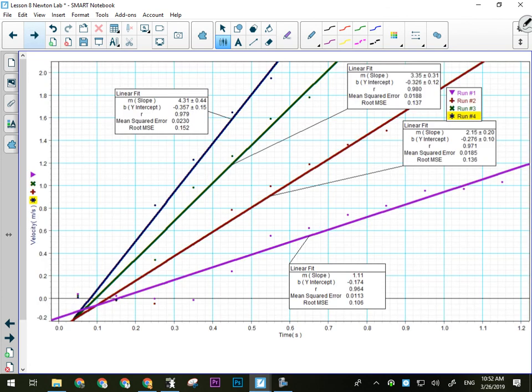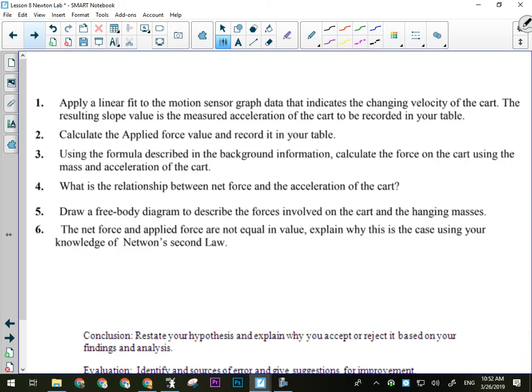Your graph is not going to look like this because this is an older one, but obviously the lines are going to get steeper and steeper as we do this experiment. For your analysis, question number 1 is about putting a best fit line for each trial on your graph and getting the slope. Calculate the applied force and put it in the table. That's another simple calculation: mass of the hanging masses times 9.81.